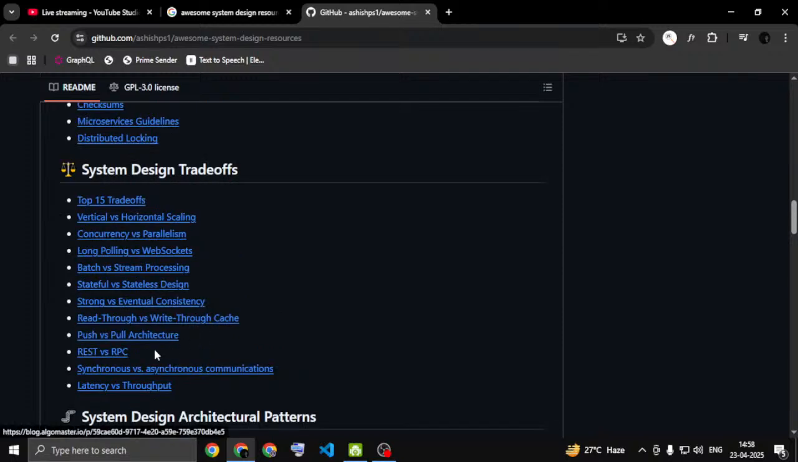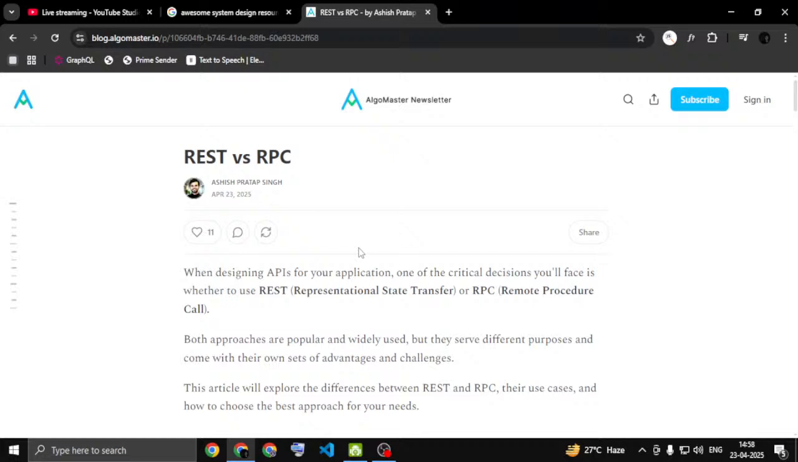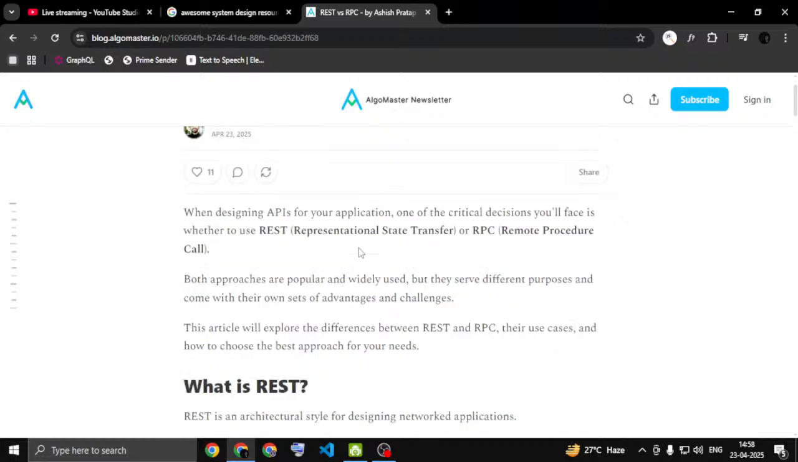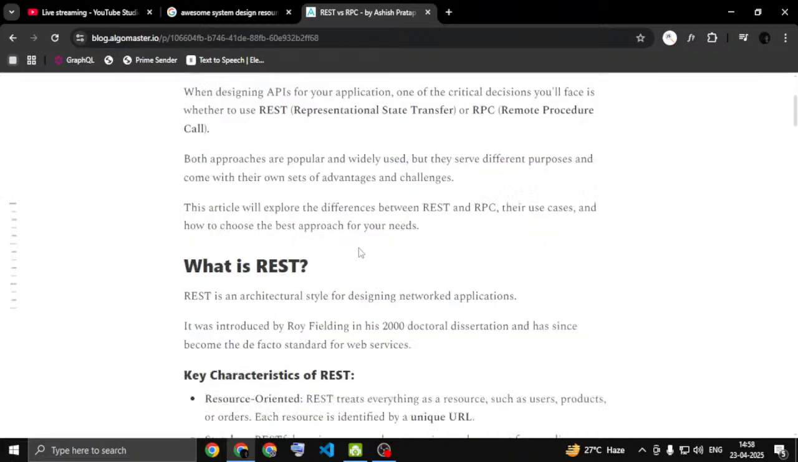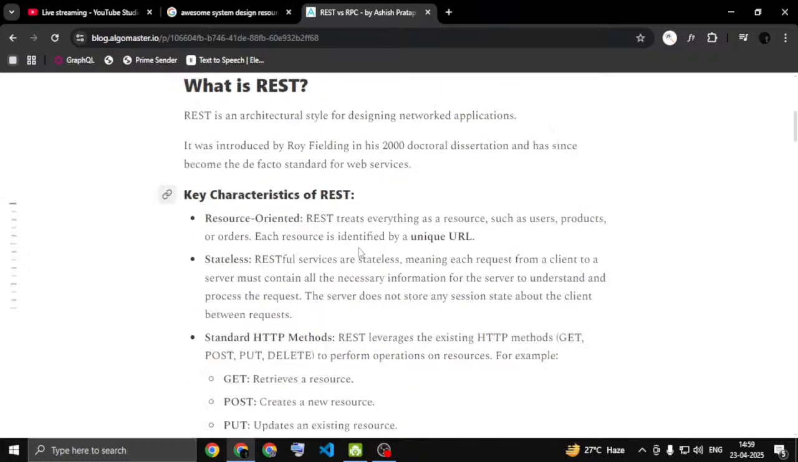Push-pull architecture, REST versus RPC. What is REST and what is RPC? What is the difference between REST and RPC? REST is representational state transfer, RPC is remote procedure call. REST is an architectural style of designing network applications. A key characteristic of REST is that it is resource-oriented: REST treats everything as a resource, such as user or product. Each resource is identified by a unique URL.